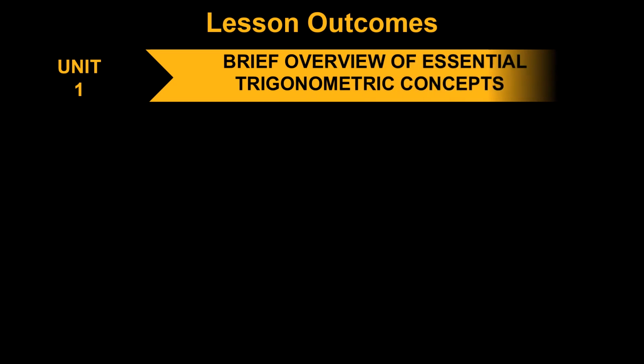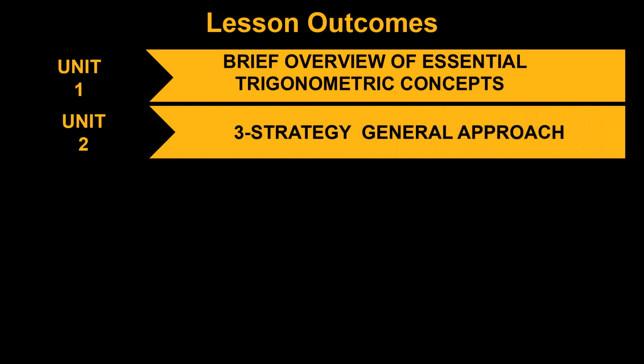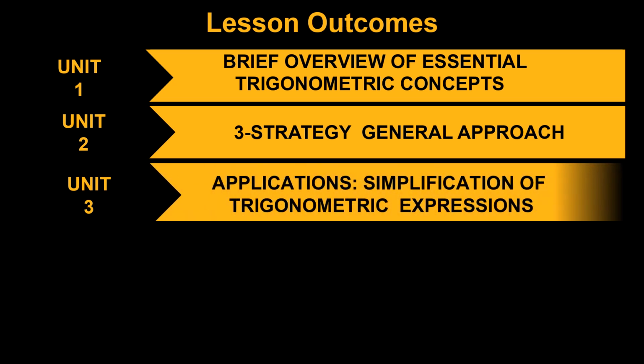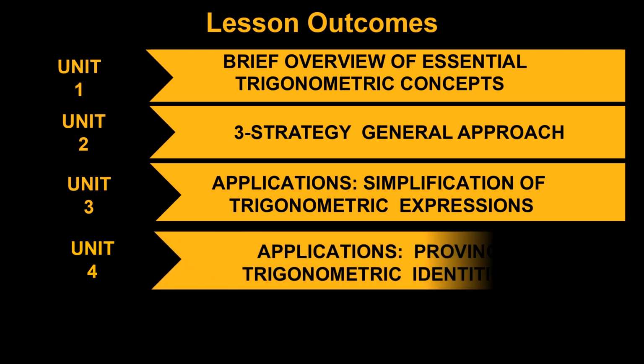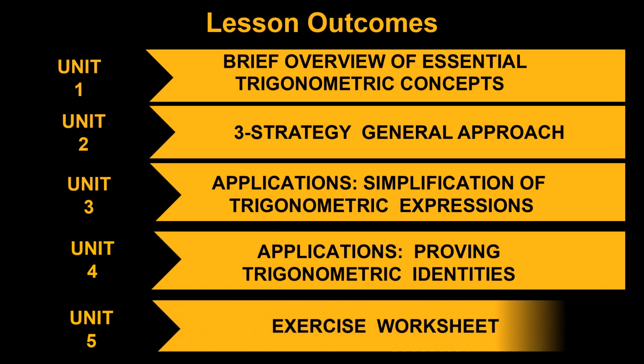First of all, we'll give you a brief overview of essential trigonometric concepts you require for the simplification problems and for proving identities. And then I will explain to you a three-strategy approach, a general approach to how you can approach simplification problems and how you can approach the proof of trigonometric identities. Then we're going to have some examples on simplification of trigonometric expressions, followed by applications on proving some trigonometric identities. And then, as usual with all my videos, there's an exercise worksheet.